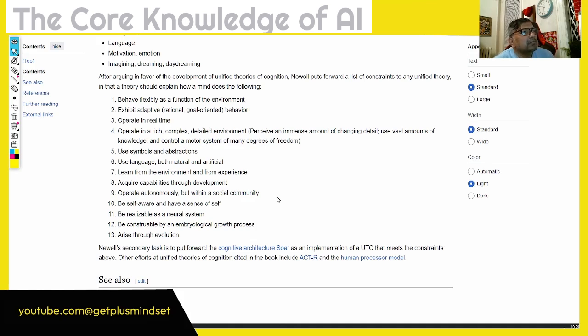Number one, behave flexibly as a function of the environment. So this line suggests you are in a situation, you understand there is a fire in the room, so basically your cognitive mind says get out of this area, that is the environment is influencing you. Exhibit adaptive behavior, like you adapting a new language because you are in a new country, or adapting the culture of the country. Then operate in real time.